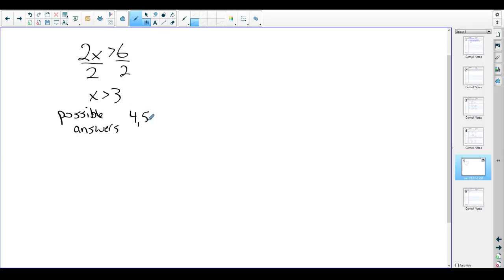So let's say, how can we explain this? What if we said x greater than 6? We start with that as an example. So if I divide both sides by 2, I get x is greater than 3. Okay? So some possible answers: just any number greater than 3. So like 4, 5, or 100.